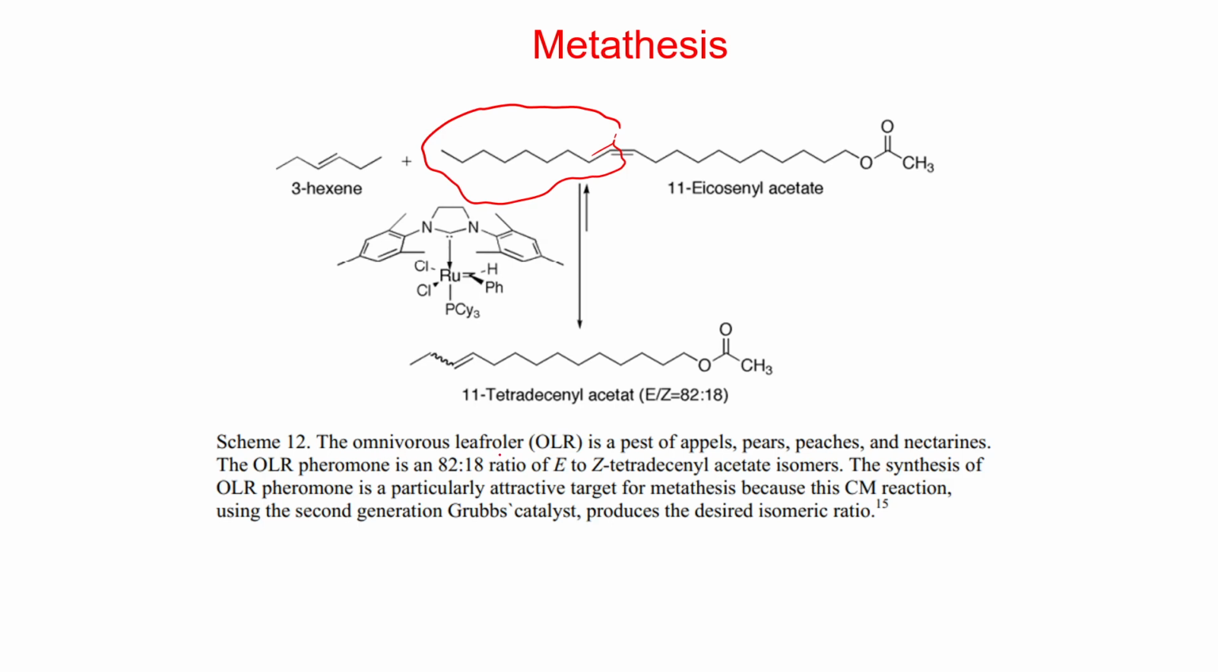The omnivorous nuclear that we learn in the pest of apples, and this particular pheromone is in 8:20 ratio, and the synthesis of this pheromone is a particularly attractive target because of that proximity reduction in secondary drug therapy.